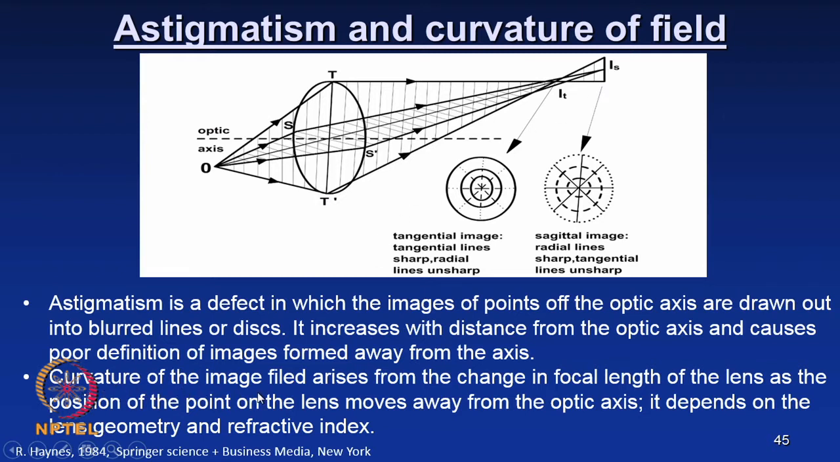The curvature of the image field arises from the change in focal length of the lens as the position of the point on the lens moves away from the optic axis, and it depends on the lens geometry and refractive index. We will also see, when we look at the correction of these objective lenses, how this curvature of the image is also taken care of.